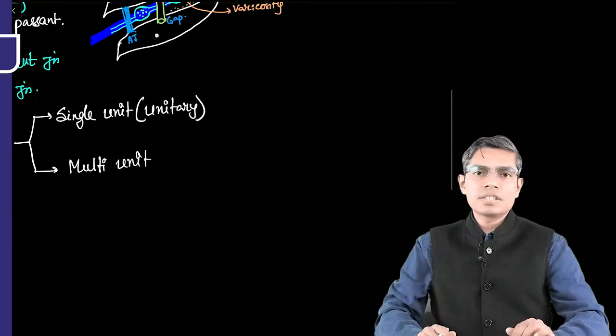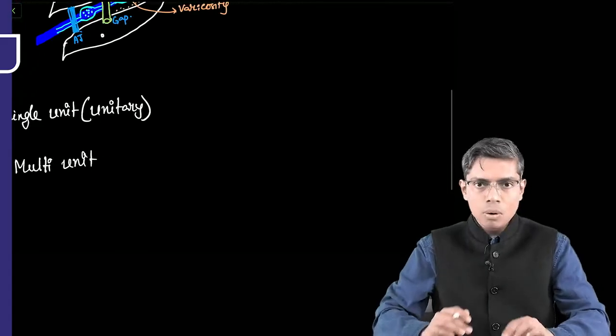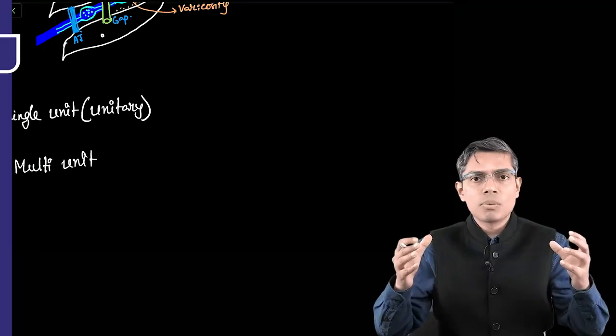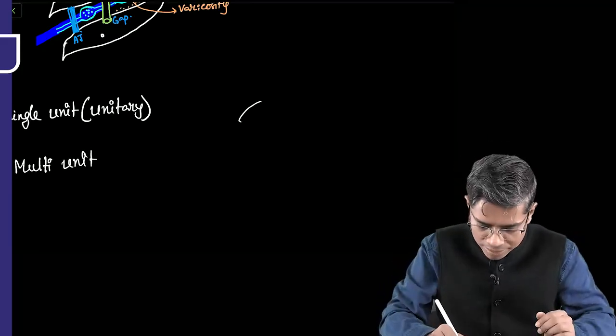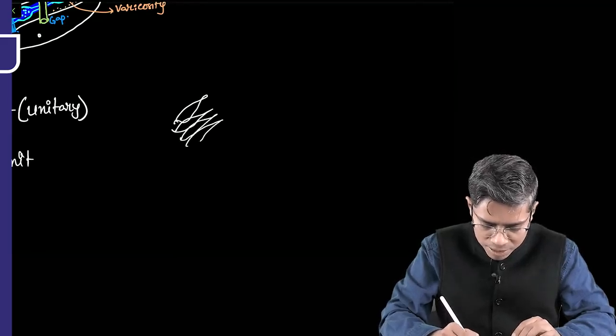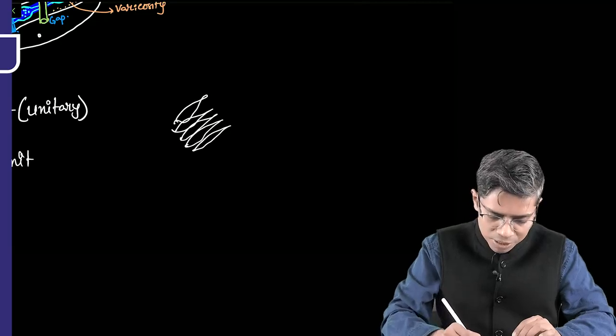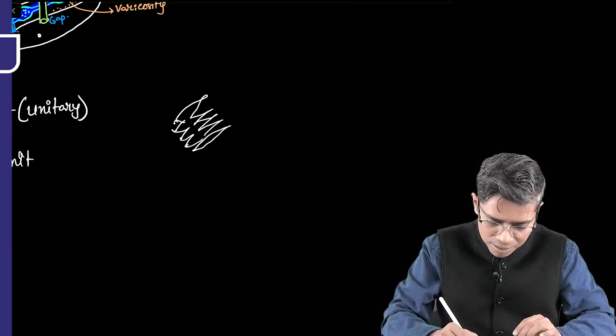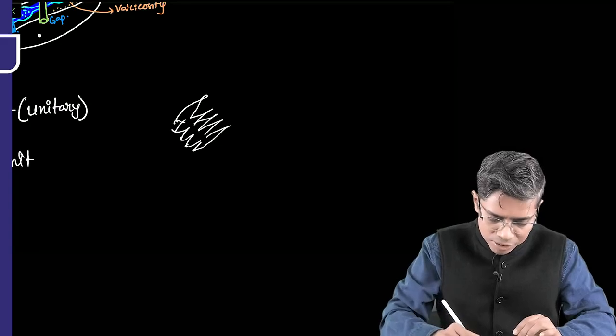Now single unit smooth muscle means when all the smooth muscles are connected with one another by gap junctions. Look at my diagram. So this is one smooth muscle, another smooth muscle, another. So multiple smooth muscles. What is the specialty is that all the smooth muscles are connected through this gap junction channel.